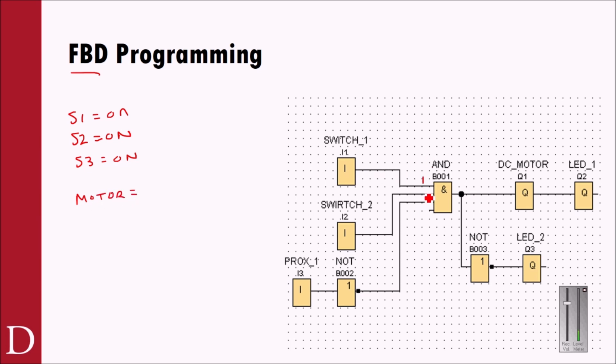Well, if this is a 1 and this is a 1, because this was a 1 and this was a 1, but now switch 3, or whatever we call this, prox I guess is what we call it, the prox is on. That's a 1 here, but what did we just do here? We negated that. So now I have a 1 and a 0. So the AND gate's going to output a 0, and the motor's going to be off. That means LED 1 is off, so this is off, this is off. And because this is a 0 here, it's a 1 on the other side of that NOT, and this would be on. So you need the ability to look through some simple FBD programming and identify what's going on.